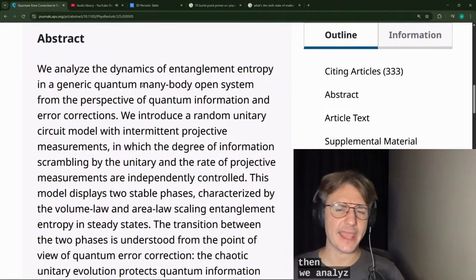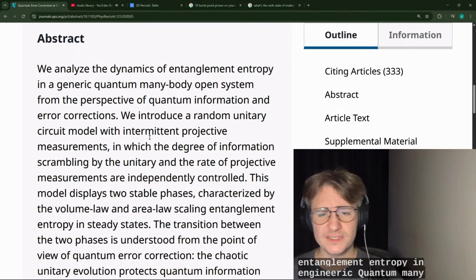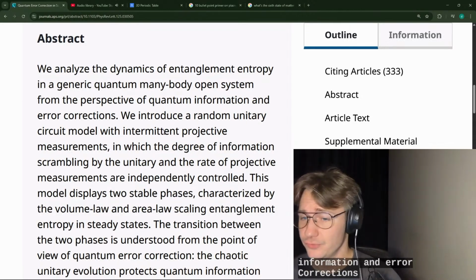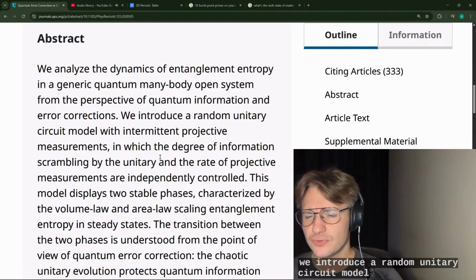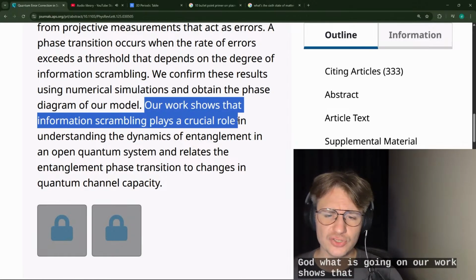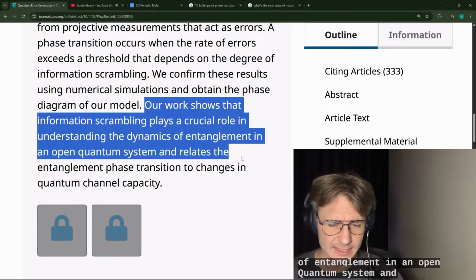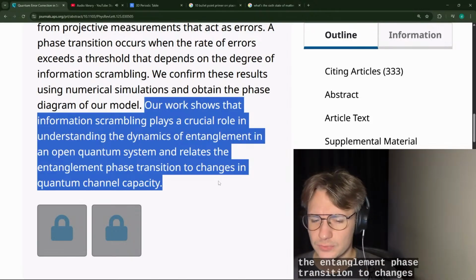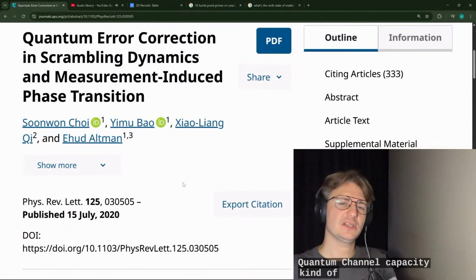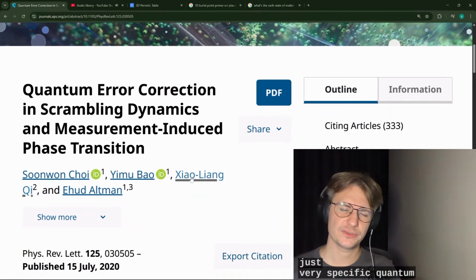We analyze the dynamics of entanglement entropy in a generic quantum many-body open system from the perspective of quantum information and error correction. We introduce a random unitary circuit model with intermittent projective measurements. Good God, what is going on? Our work shows that information scrambling plays a crucial role in understanding the dynamics of entanglement in an open quantum system, and it relates the entanglement phase transition to changes in quantum channel capacity. Is that fundamental? Yeah, that's kind of a big deal, but just very specific. Quantum error corrections?